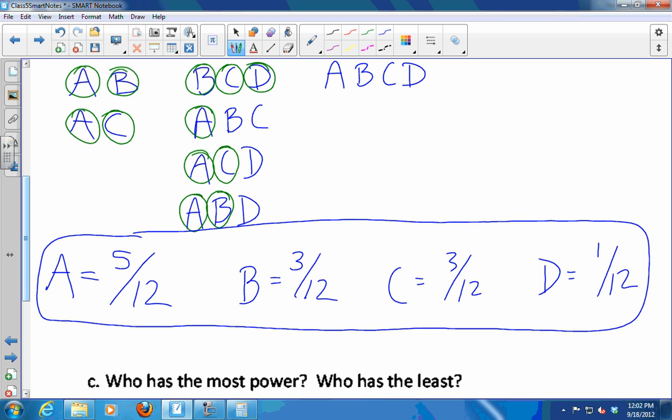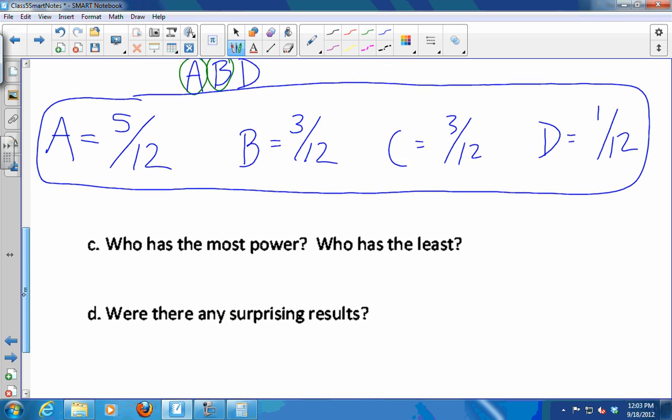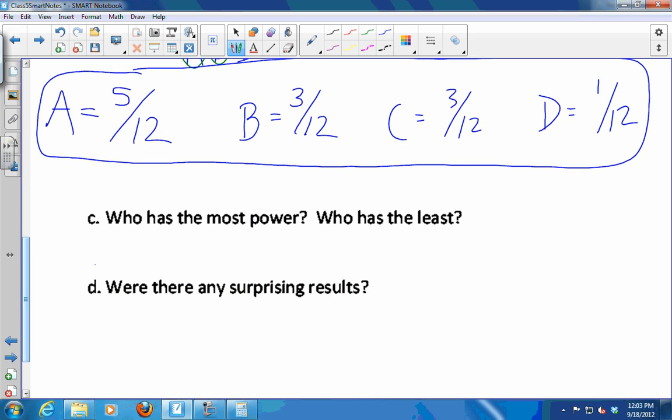This is the Banzhaf power index. When you find out the power that every player has and put it in a list, we call that the power index. So who has the most power? A. Did you find these results surprising? Okay. Yep. B and C had different votes because it went 4, 3, 2, 1. So it looked like all 4 players had unequal power, but it turns out that B and C are equal. 3 votes and 2 votes have the same power.